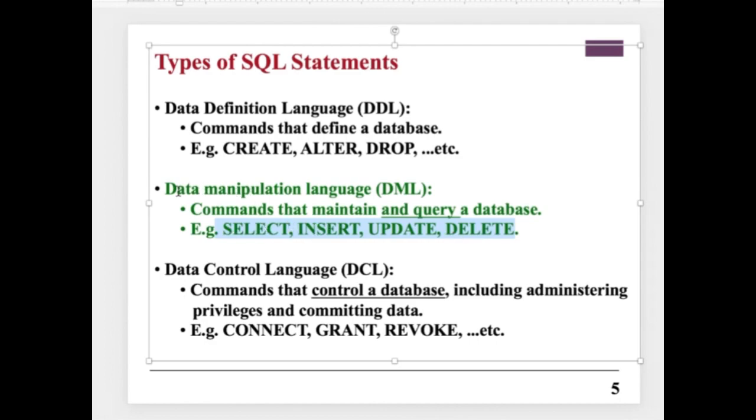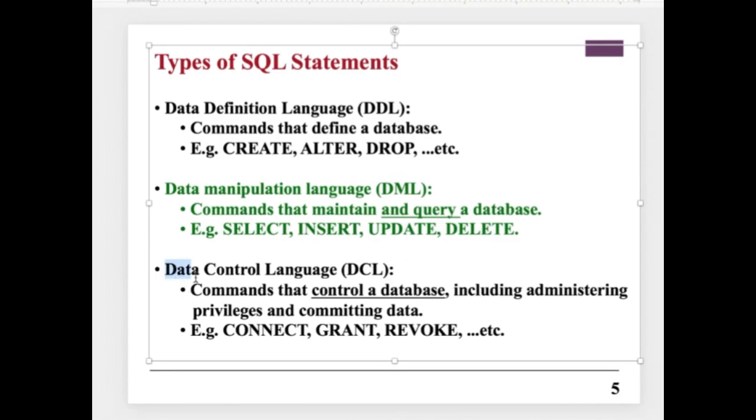So the second part is data manipulation language, called DML, where you work only with the data. If you work with the structure of the table, that is called data definition language, or DDL. It includes the create statement, alter statement, drop statement, and some more. In data manipulation, you play only with the data, not with the structure of the table. Which statements are there in DML? The select statement, insert statement, update, and delete statement.